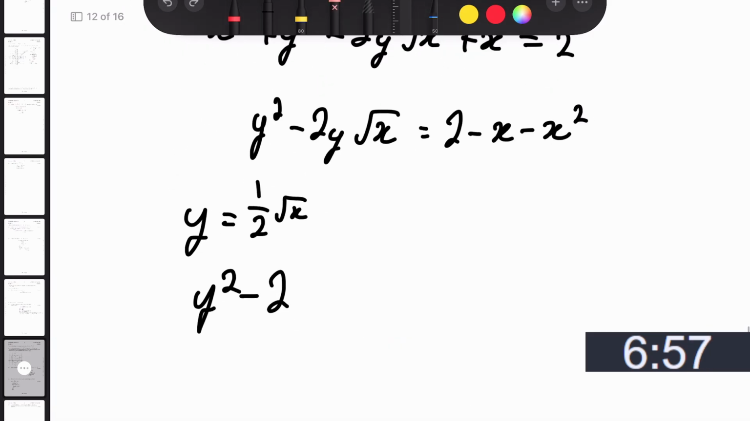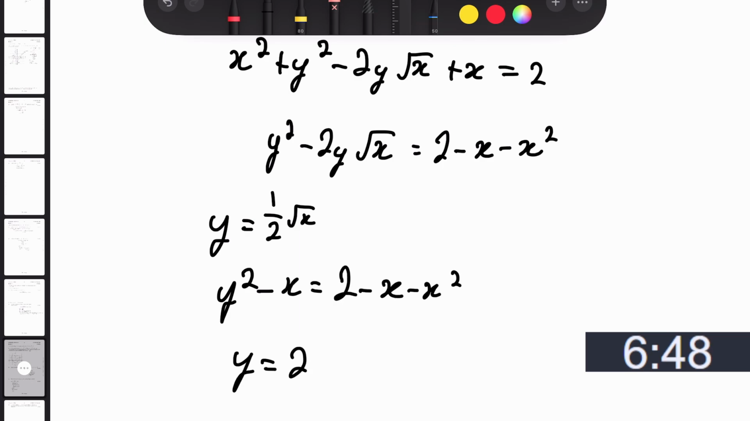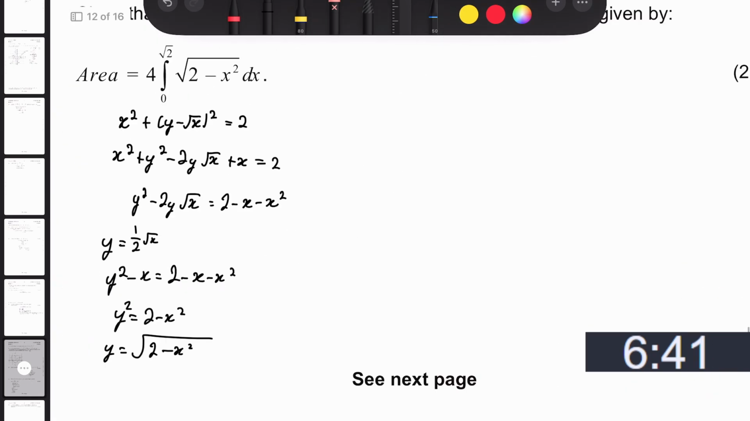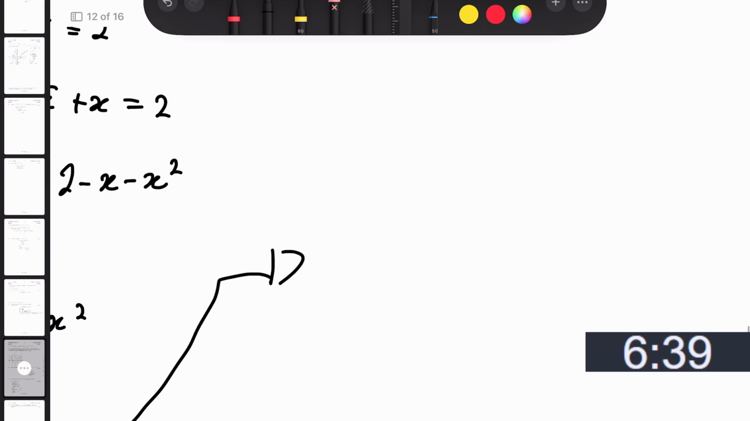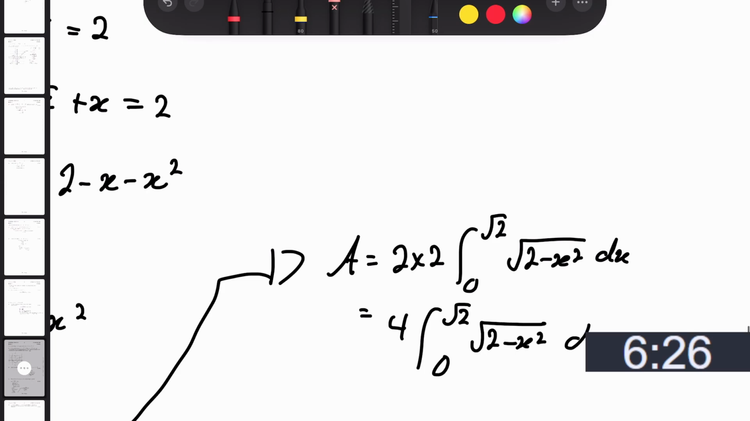I think I'm just going to write that from now. So y minus square root of x equals the square root of 2 minus x squared. So then the area is equal to 2 times the integral from 0 to square root of 2 of square root of 2 minus x squared dx. So then 4 times the integral from 0 to square root of 2 of square root of 2 minus x squared dx.